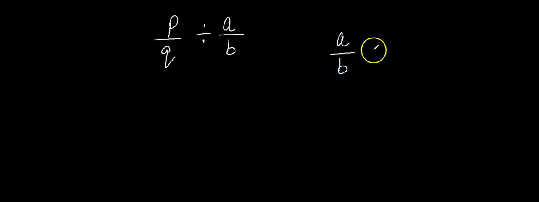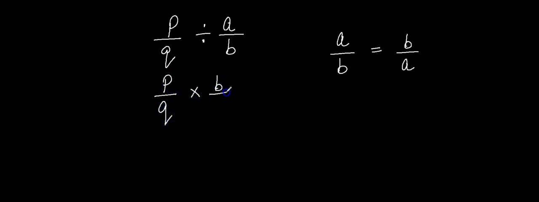Now let's learn how to divide fractions. Say we have the fractions p over q divided by a over b. First we reciprocate or flip the second fraction. Reciprocate means the second fraction here is a over b, so the reciprocal is b over a. You just need to flip the fraction, so the numerator becomes the denominator and the denominator becomes the numerator. And then we have to convert that division into multiplication. So it becomes p over q times b over a.